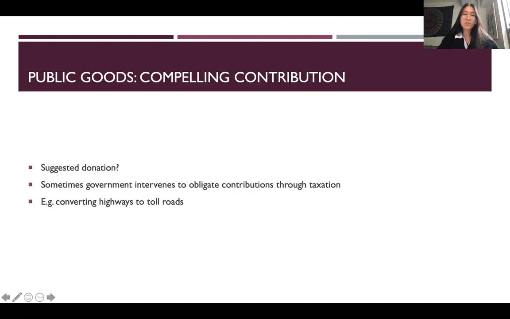This problem can be solved through compelling contribution. So some producers might implement a strategy where they ask for donations. So they can encourage consumers to pay a small sum of money in order to use a good. But sometimes the government actually intervenes to obligate the contributions through taxation. So the example that I mentioned before, highway systems, they can be converted into toll roads. And by charging the toll, the government is actually making the good excludable since they're adding a price tag to it. And therefore, the good behaves more like a club good.